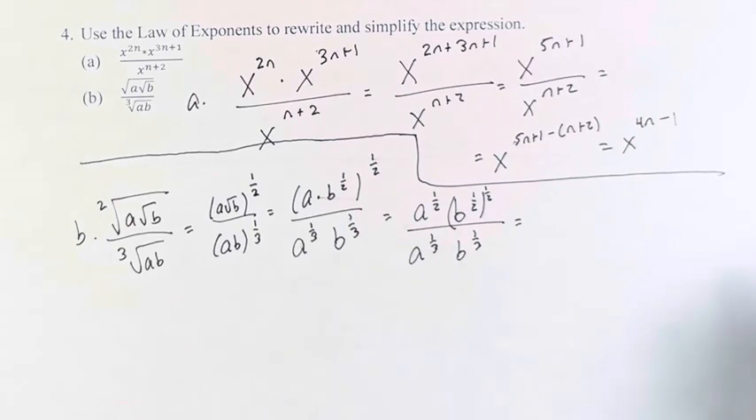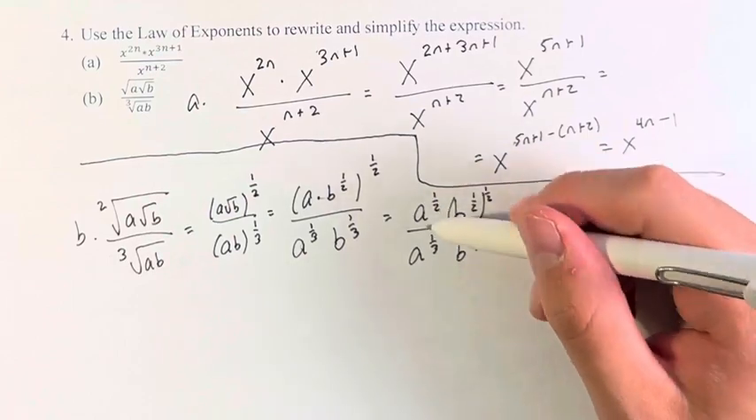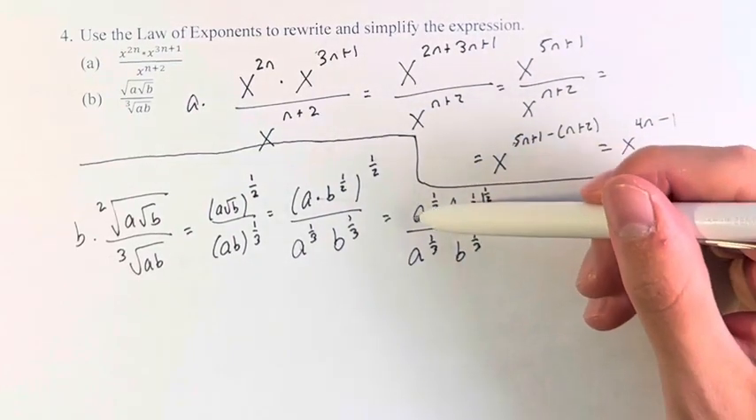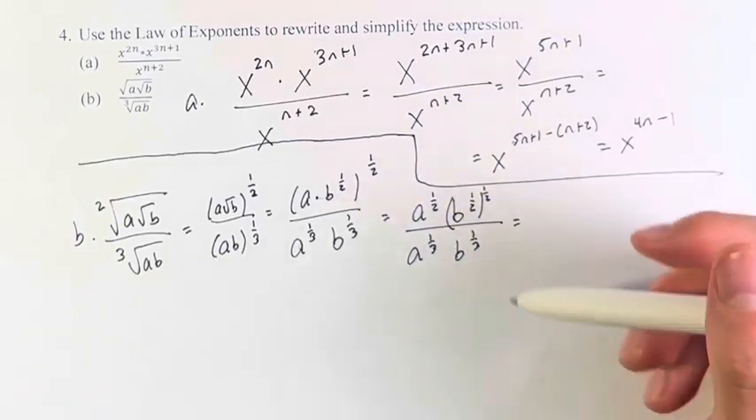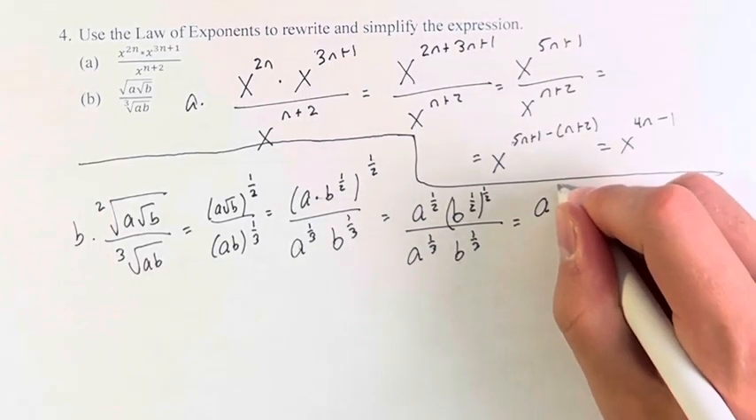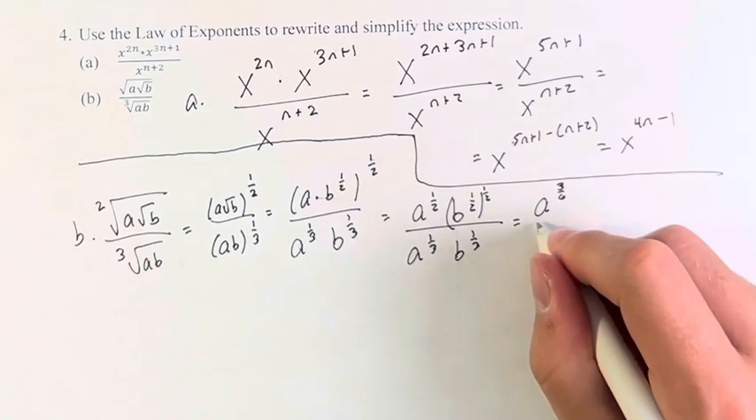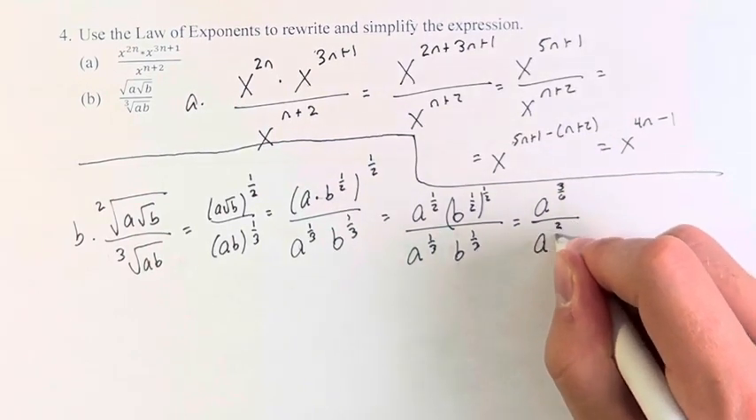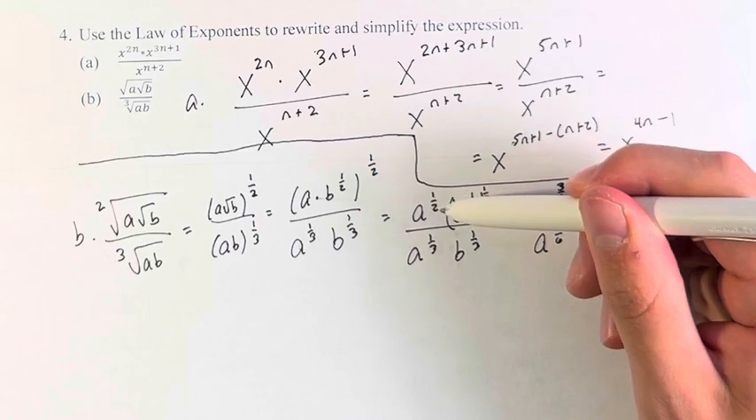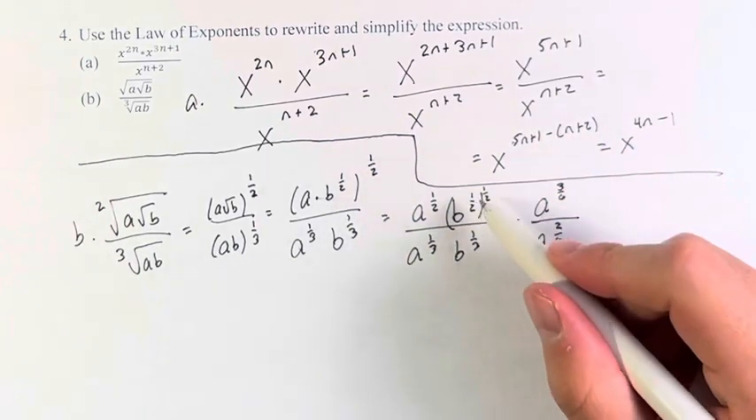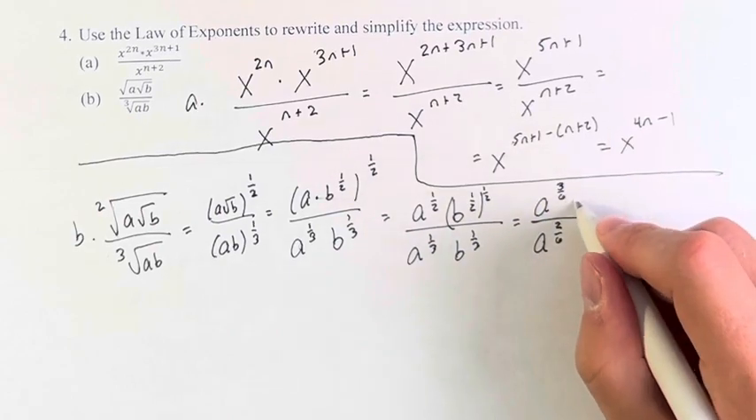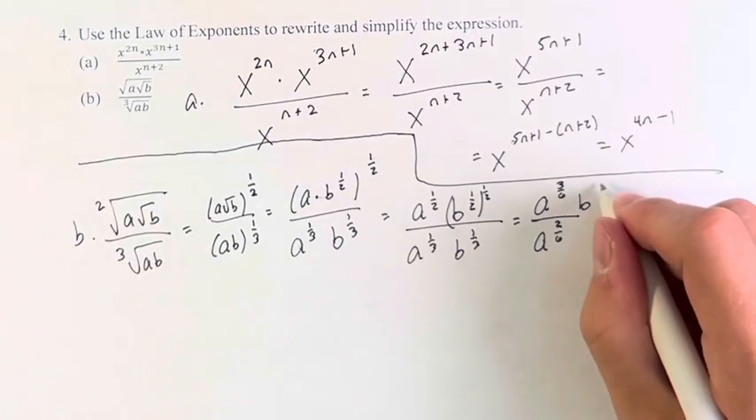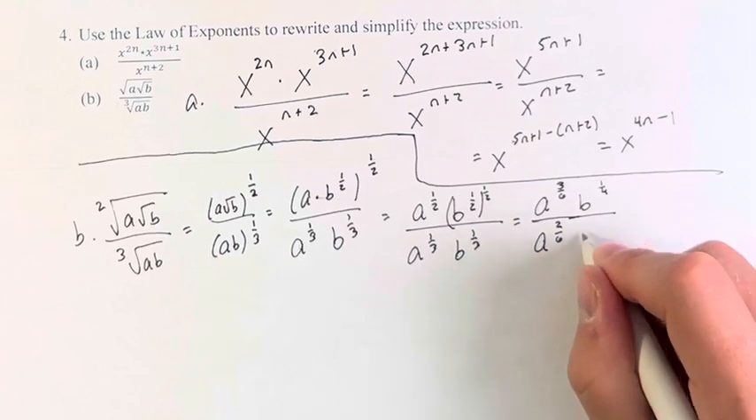This is equal to, for the a's, what we want to do is subtract these, right? Just like here, we need to take a to the 1/2 minus 1/3. Before we do that, we have to get a common denominator for these fractions. So this is a to the 3/6 over a to the 2/6, right? Getting a common denominator of 2 times 3. b to the 1/2 to the 1/2, one exponent to the other is a product. So this is b to the 1/2 times 1/2, which is b to the 1/4 over b to the 1/3.